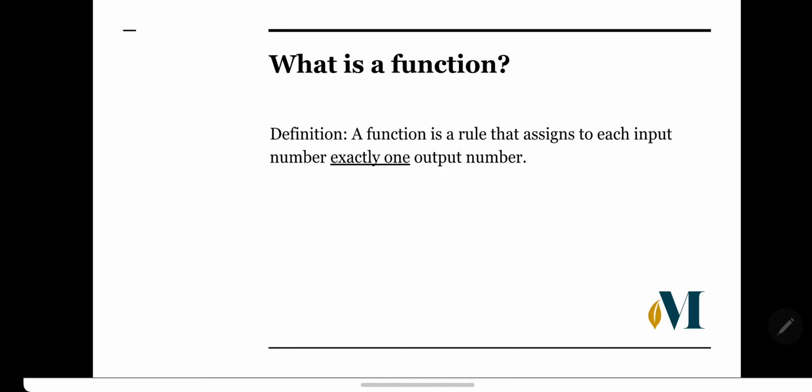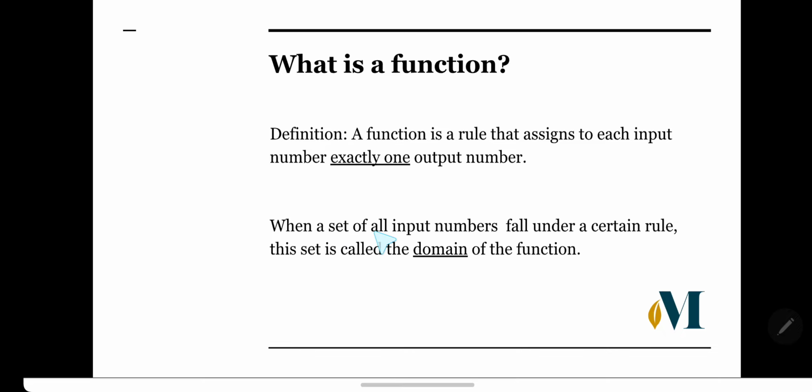So what is a function? Here's a definition for you. A function is a rule that assigns each input number to exactly one output number. And when all the sets of input numbers fall underneath a certain rule, then this set will be called the domain of the function. And the set of all output numbers is what we call the range.